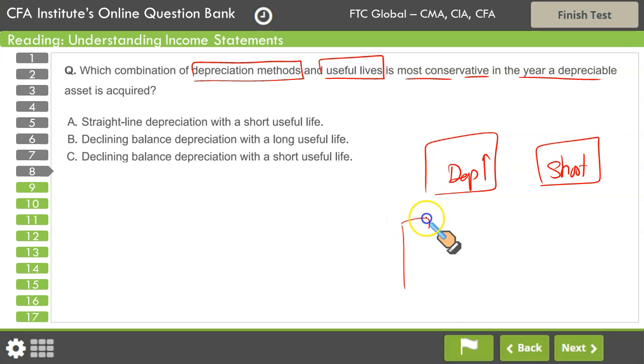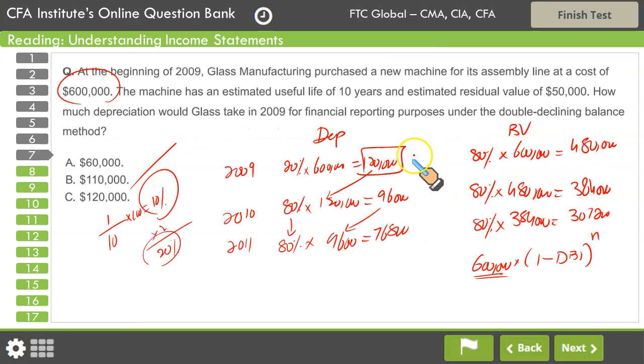This will result in higher charges of depreciation expense in the early years. So in order to achieve this, to be more conservative, we need to find the depreciation method that results in the highest depreciation, and of course it's going to be declining balance depreciation. In this method, the depreciation charge is highest in the early years, just like see, 120 fell to 96, so the depreciation charge is highest in the early period.